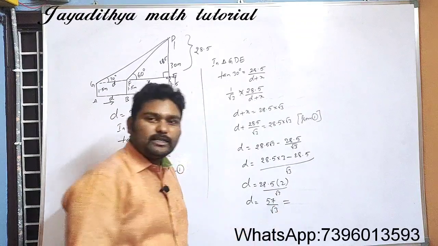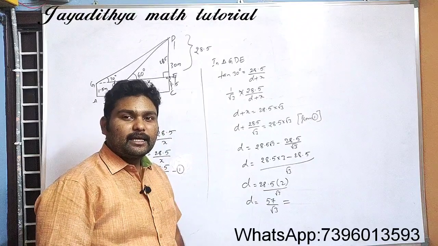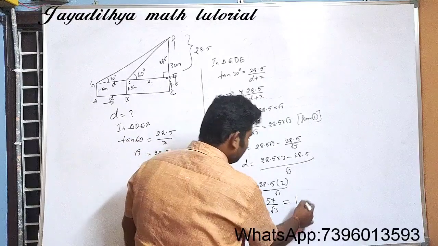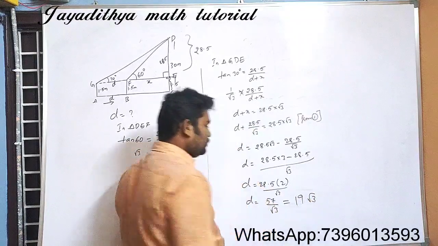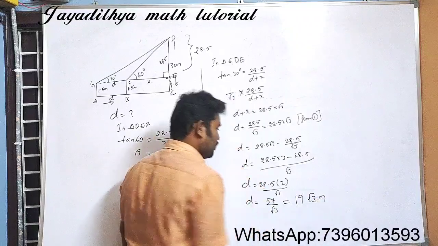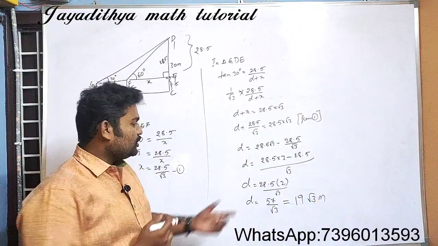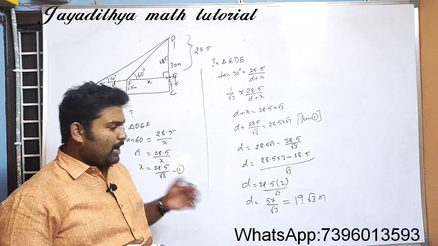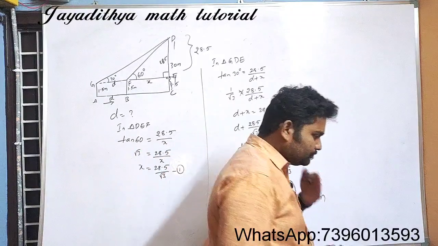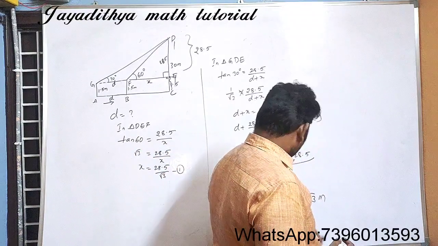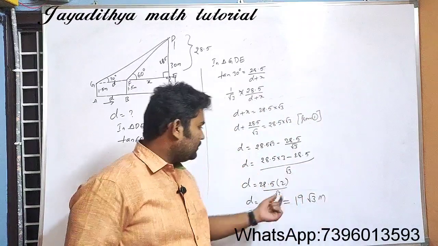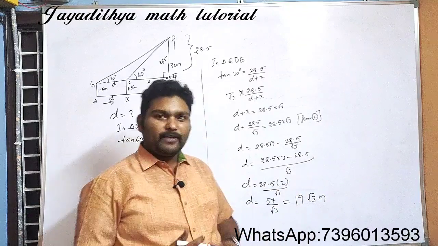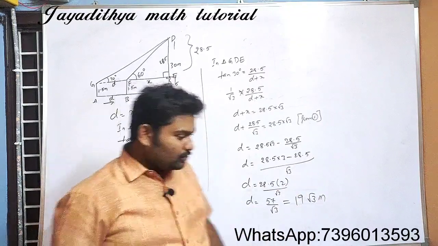If you further simplify, how much will it be? 57 can be written as 3 into 19. So this answer will be 19 root 3 meters. So what is the distance he walked now? That is equal to 19 root 3. You may have some other answer in the textbook. If you want, you can take the value of root 3 as 1.732 and multiply, then you will get the perfect answer. Okay, I hope you have understood all these problems.